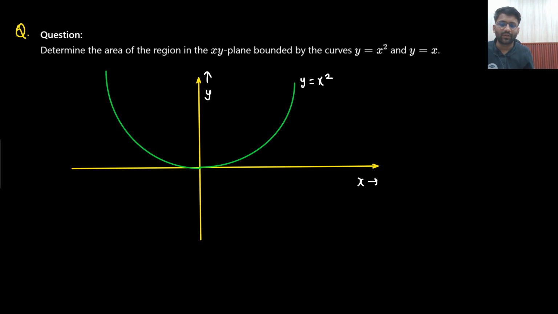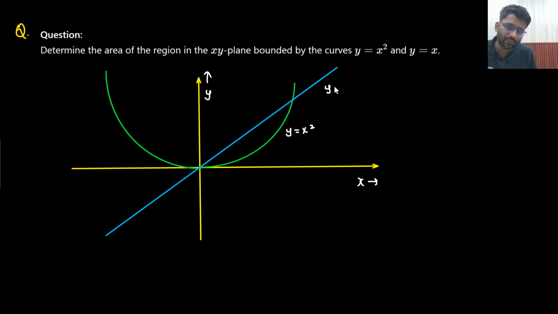Then can I draw the graph of y equals x? Absolutely. This is the graph of y equals x. Y equals x square I will write down here, and this is the graph of y equals x. What is the area bounded? So how much area is it bounding? This much area is the bounded area. So this much area we are supposed to find out.